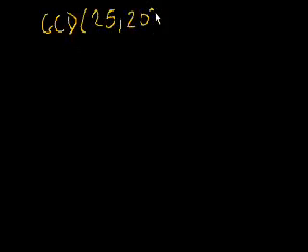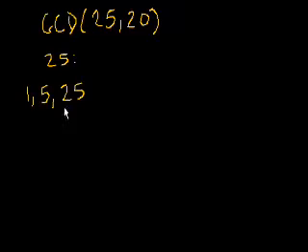What is the greatest common divisor of 25 and 20? Well, let's do it the same way. The factors of 25, well, it's 1. 2 doesn't go into it, 3 doesn't go into it, 4 doesn't go into it, 5 does. It's actually 5 times 5. And then 25. It's interesting that this only has 3 factors. I'll leave you to think about why this number only has 3 factors and other numbers tend to have an even number of factors.